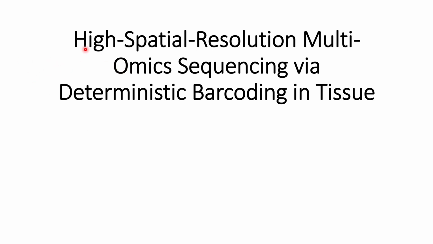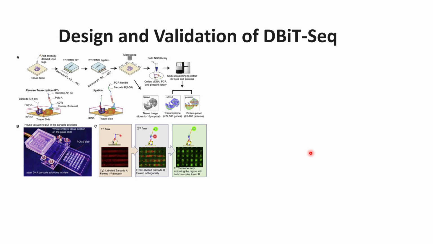Today we will discuss high spatial resolution multi-omics sequencing via deterministic barcoding in tissue. In short, this technology is known as DBiT. It will provide us information about the spatial distribution of the genes that are present within the tissue. So without wasting any more time, let's go into the design and validation of this DBiT.